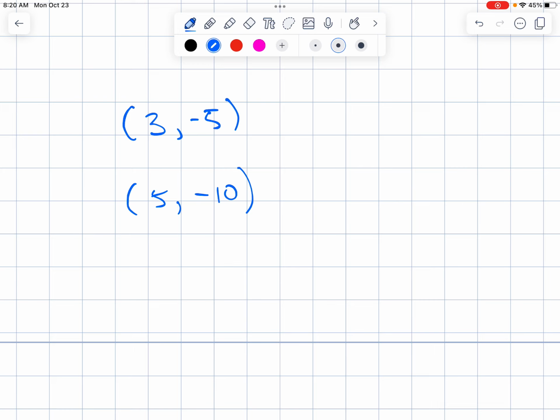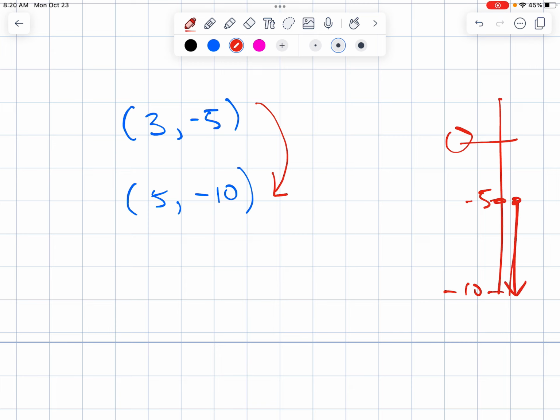Okay, so hopefully you've had a chance to do this. Let's look at it this way. From negative 5 to negative 10, think of this on a number line. You're at 0, you're at negative 5. This is where you start. You end up at negative 10. Now from negative 5 down to negative 10, you're going down in the negative direction. So this is minus 5. Negative 5 minus 5 is negative 10. And from 3 to 5, you start at 3, you end up at 5, you're going up by 2. So on the y values, I'm going down by 5. On the x values, I'm going up by 2. So the slope is going to be negative 5 over 2.